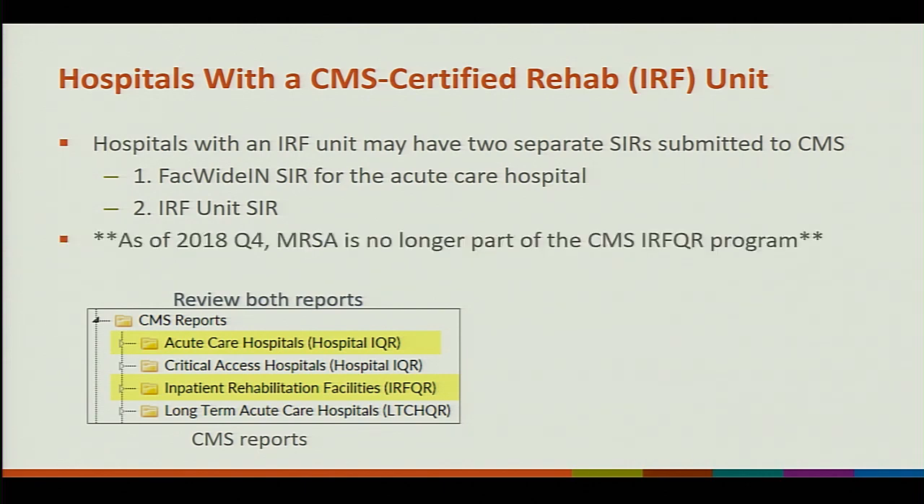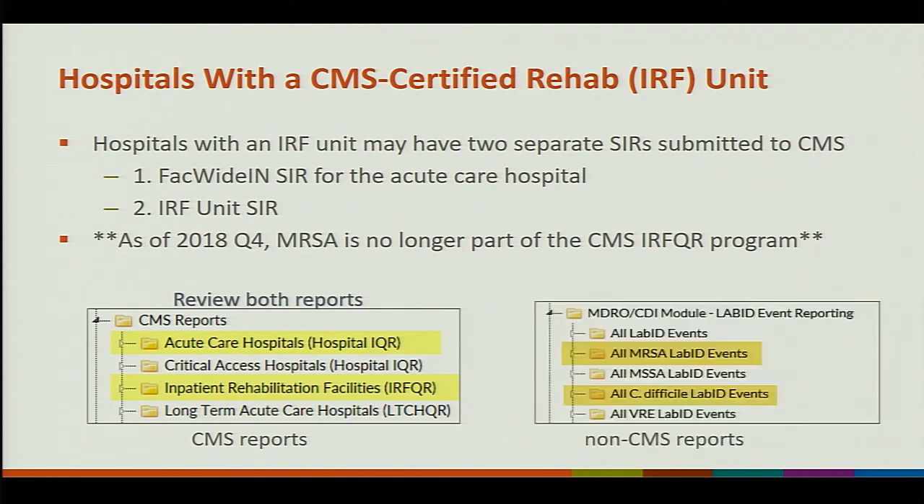As you may already be aware, as of 2018 Q4, MRSA is no longer part of the CMS IRF-QR program. So this means that your IRF CMS reports for MRSA will include only data through 2018 Q3. However, those SIRs are not going away. They will still be accessible in your non-CMS report folders, which are the folders above the CMS report folders.